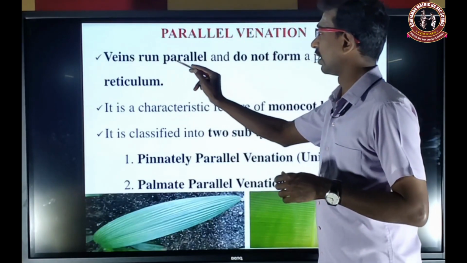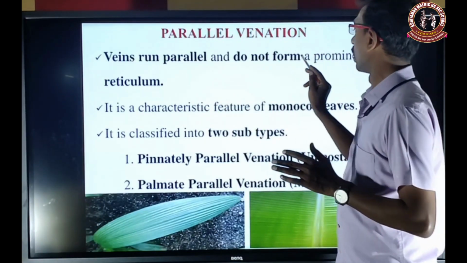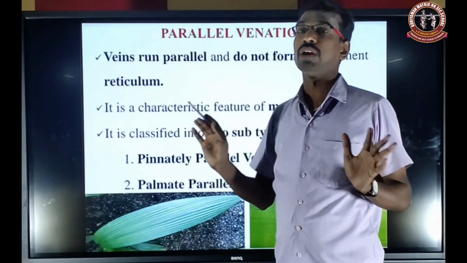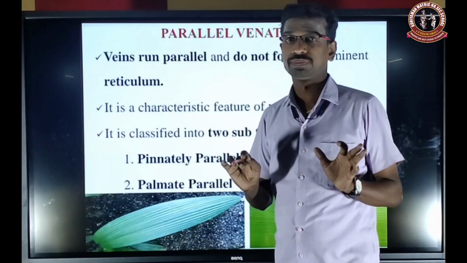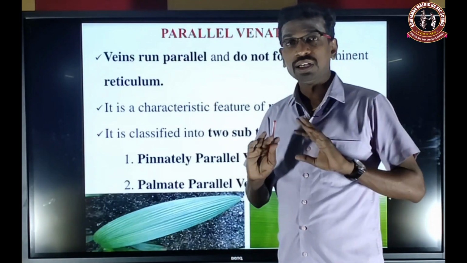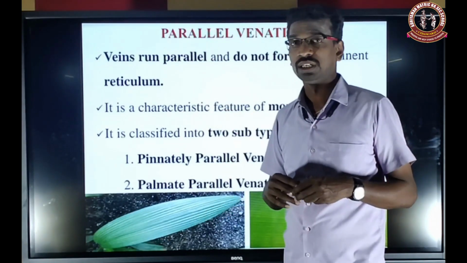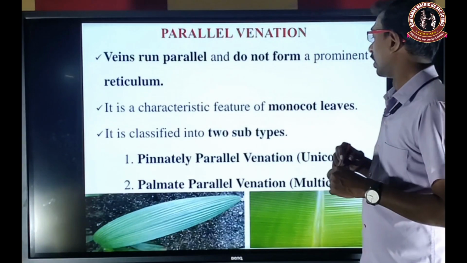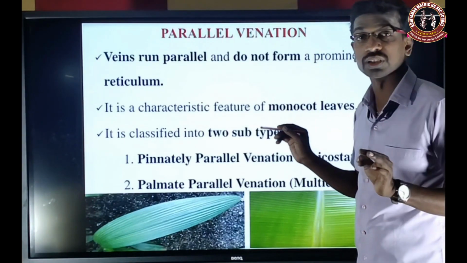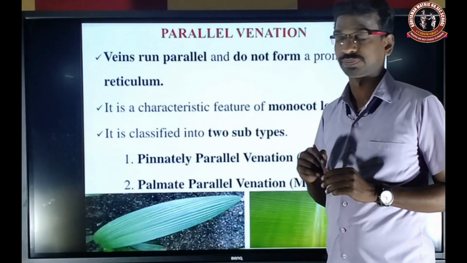Okay, so veins run parallel and do not form any prominent reticulum. It is never branched. It does not form any net-like structure. So that is parallel venation. It is a characteristic feature of the monocotyledon leaves of angiosperms.